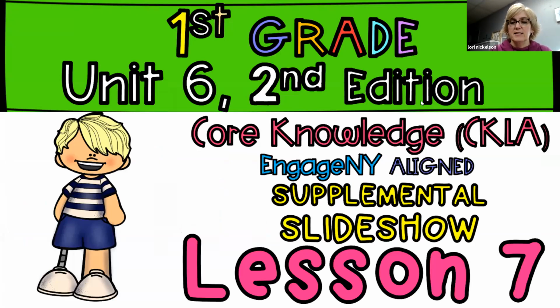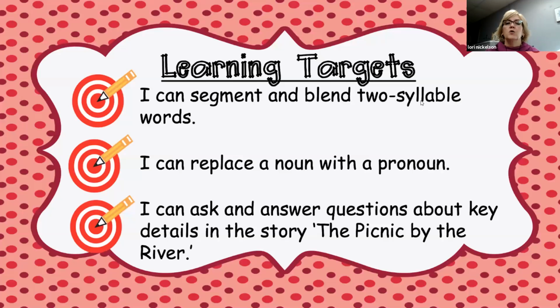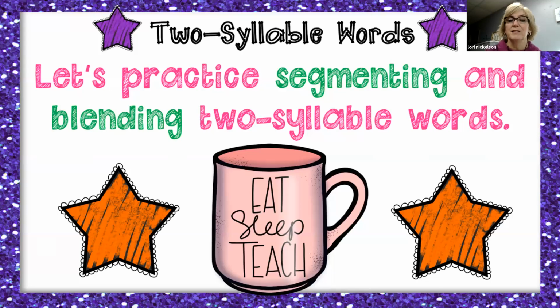All right, lesson 7. Our learning targets today: I can segment and blend 2-syllable words. I can replace a noun with a pronoun, and I can ask and answer questions about key details in the story, The Picnic by the River. So let's practice segmenting and blending 2-syllable words.